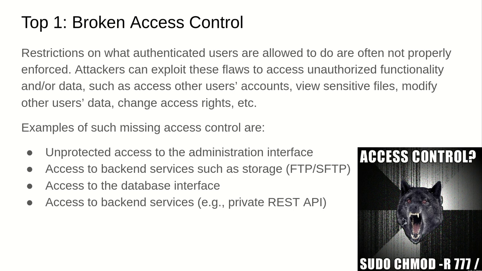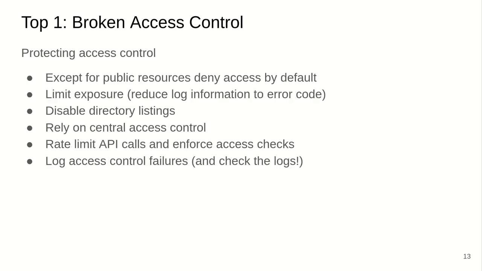Access to backend services such as storage, for example to upload an individual file onto the web server that could then potentially be interpreted as code. Access to the database interface without restriction. So if the unprivileged user can execute arbitrary SQL statements, this is an unintended feature. Access to backend services, for example, through a REST API that should not be exposed to the public, is another example. And there's a bunch of different such use cases.